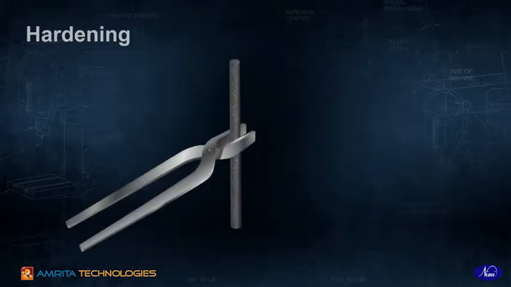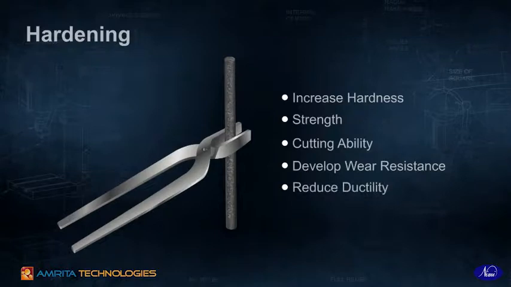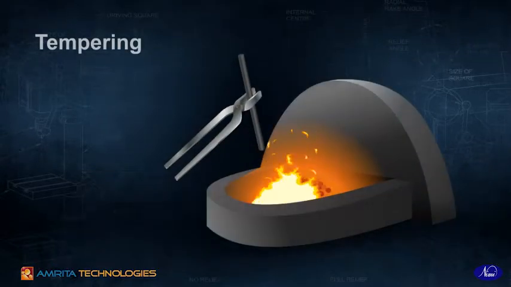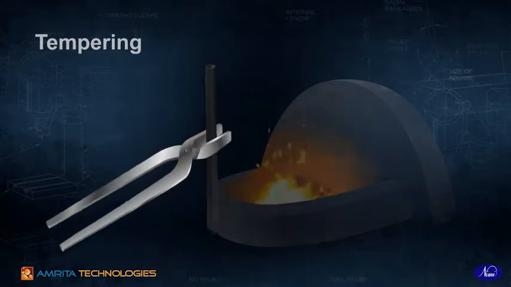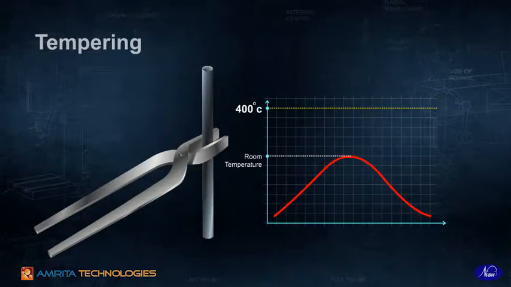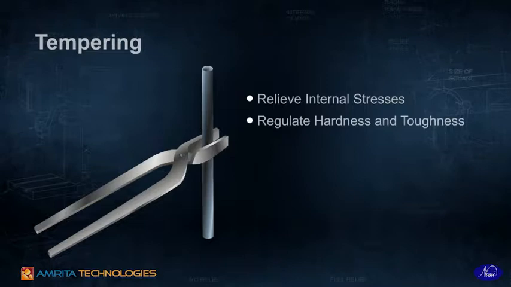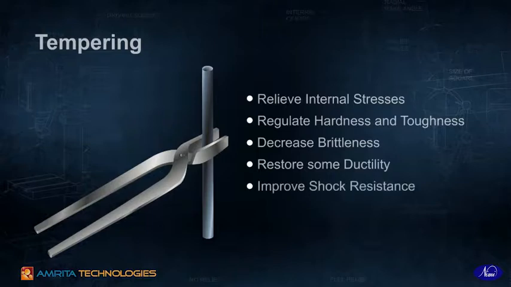The purpose of hardening is to increase hardness, strength, and cutting ability, and to develop wear resistance and reduce ductility. Tempering. Tempering is the process of reheating the hardened steel to a temperature below 400 degrees Celsius and then cooling it back down to room temperature. The tempering temperature depends upon the purpose for which the article is to be used. The purpose of tempering is to relieve internal stresses, regulate hardness and toughness, decrease brittleness, restore some ductility, and improve shock resistance.